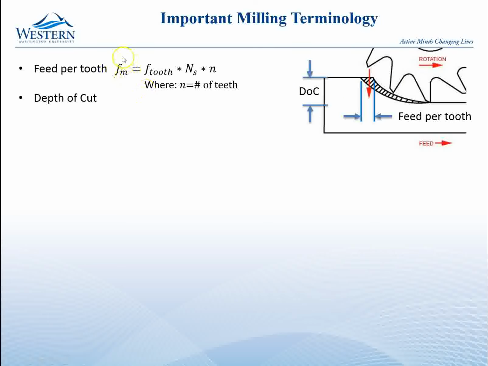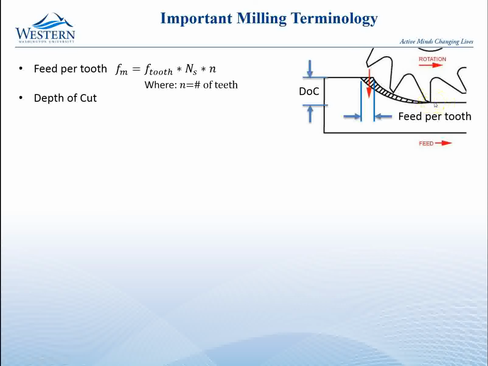And so the machining feed rate, in inches per minute, equals feed per tooth, so that's inches per tooth, times revolutions per minute, times n, which is the number of teeth. And the way that the units work out is that n is the number of teeth per revolution. So if you were to take the tool and count around, in one revolution 4 teeth go by, then you get this equation.